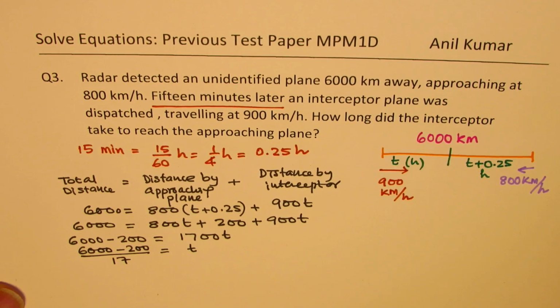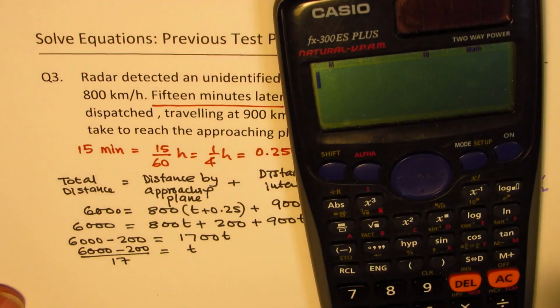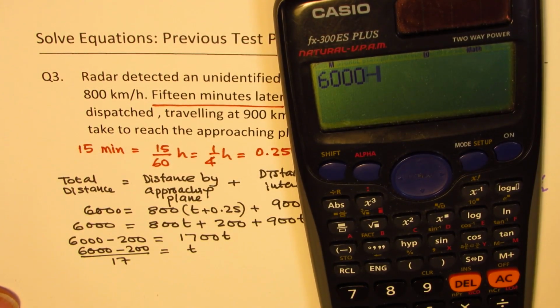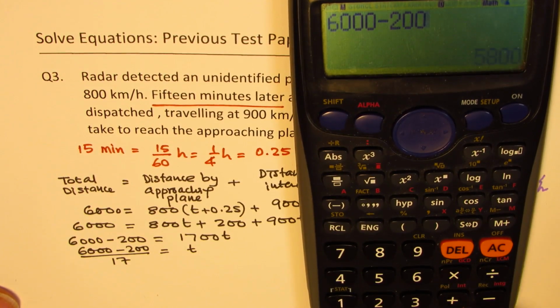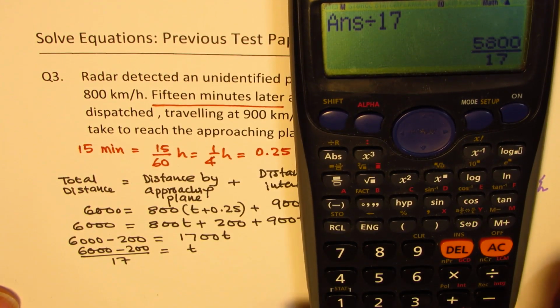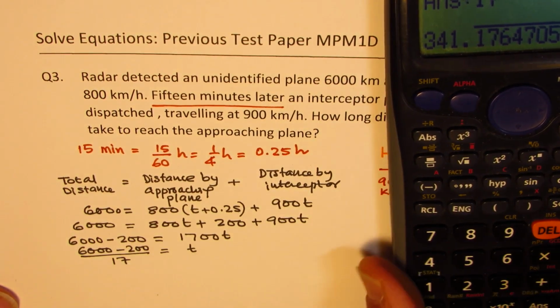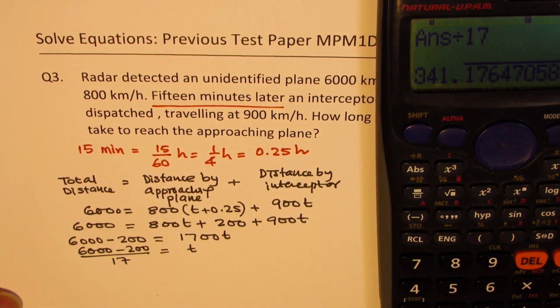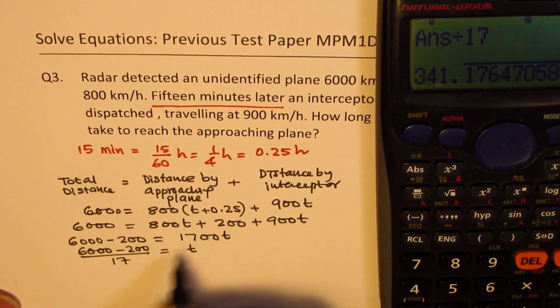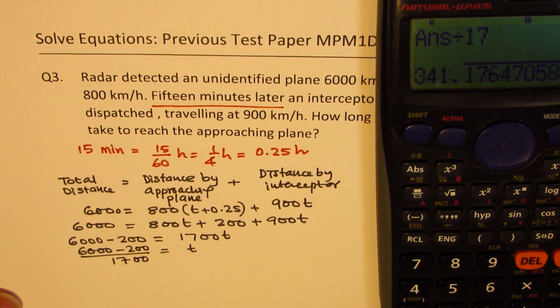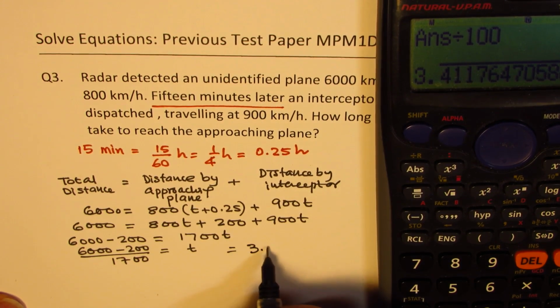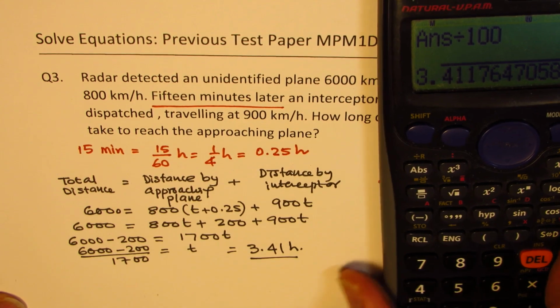Clear? So we get 6,000 minus 200 divided by 17. So this time is in hours, right? So we get 300 what? So something is wrong. So sorry, 1,700, not 17, 1,700. So we have to divide by 100 also. So we get in decimals 3.41 hours, correct? So that is the time.